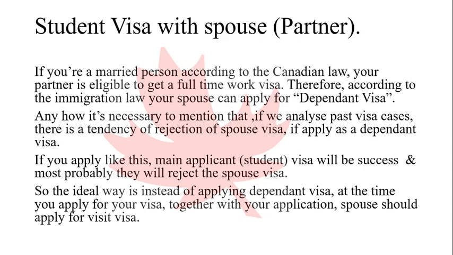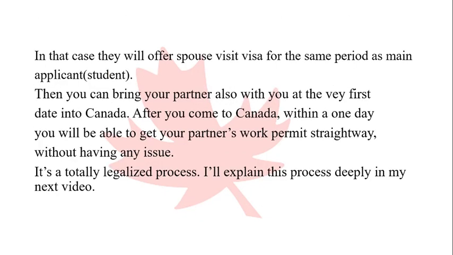So the ideal way is, instead of applying for a dependent visa, at the time you apply for your visa, together with your application, your spouse should apply for a visit visa. In that case, they will offer the spouse a visit visa for the same period as the main applicant student. Then you can bring your partner with you on the very first day into Canada. After you come to Canada, within 1 day, you will be able to get your partner's work permit straight away, without any issue. It's a totally legalized process. I'll explain this process deeply in my next video.